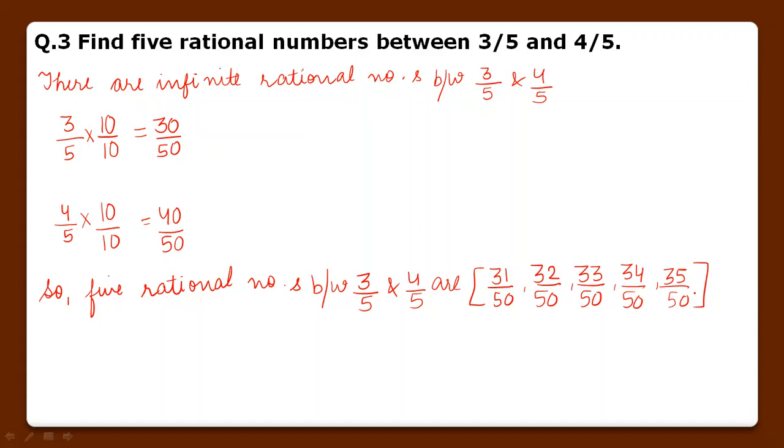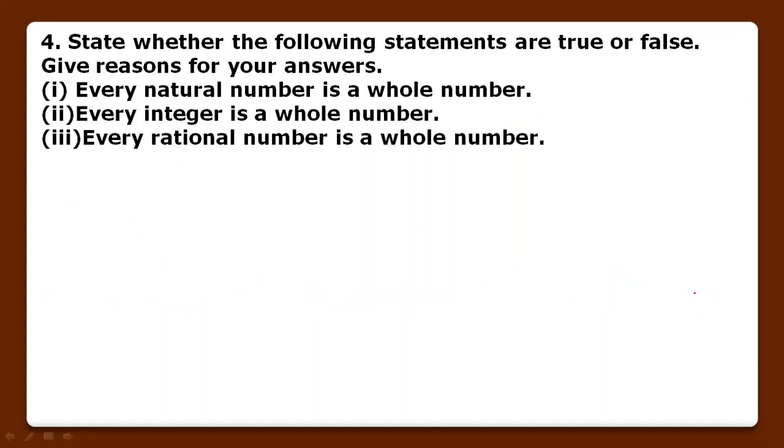Last question of this exercise, state whether the following statements are true or false. Give reasons for your answer. We are having 3 statements. True statements को prove करने के लिए हमारे पास facts होने चाहिए. And for false statement, we can give any example जो उसे false prove कर दे. So first statement is every natural number is a whole number. Let's see. What are natural numbers? Natural numbers are 1, 2, 3 and so on till infinity.